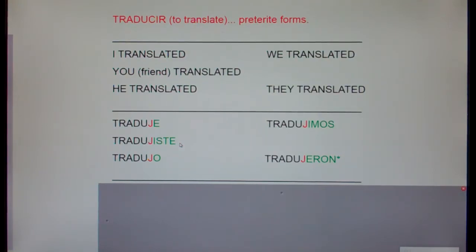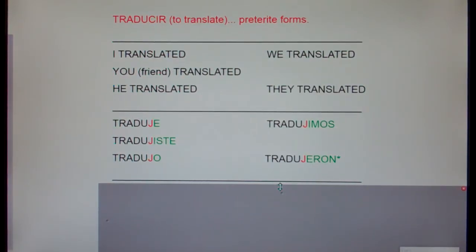One final thing you'll want to notice is check out these endings. E, I-S-T-E, O, I-M-O-S, E-R-O-N. It's not I-E-R-O-N, it's E-R-O-N. Now, I'm not going to explain why because it's complicated, but for very complicated reasons, in Spanish, you can never have J-I-E. It's just J-E. That's more of a Spanish 3 thing.